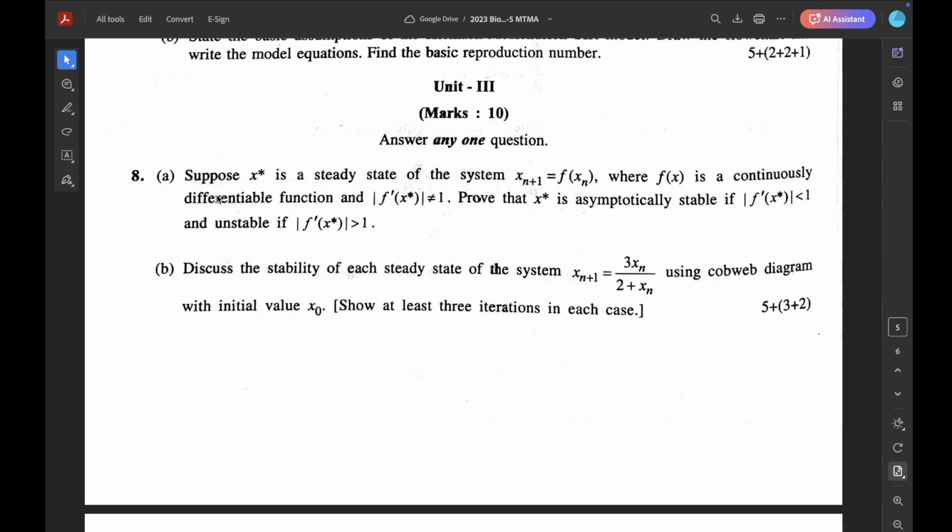Suppose x star is a steady state of the system x_{n+1} = f(x_n), where f(x) is a continuously differentiable function and |f'(x star)| is not equal to 1. Prove that x star is asymptotically stable if |f'(x star)| is less than 1 and unstable if |f'(x star)| is greater than 1.